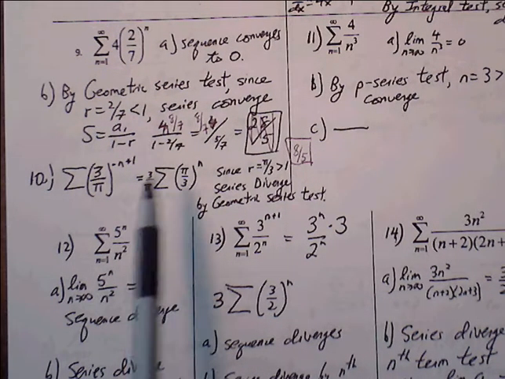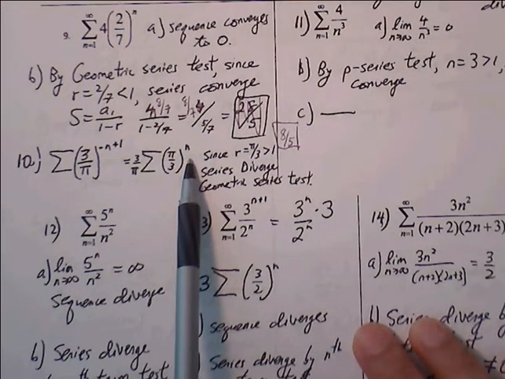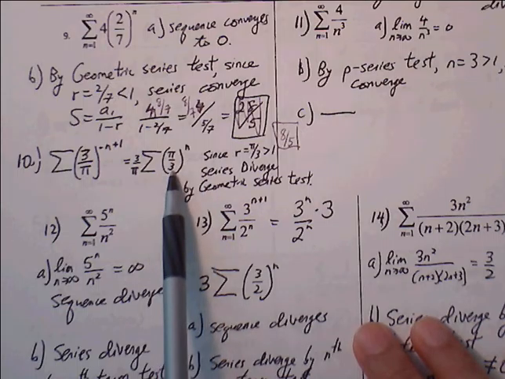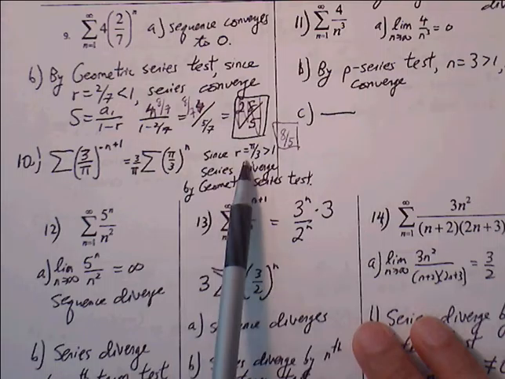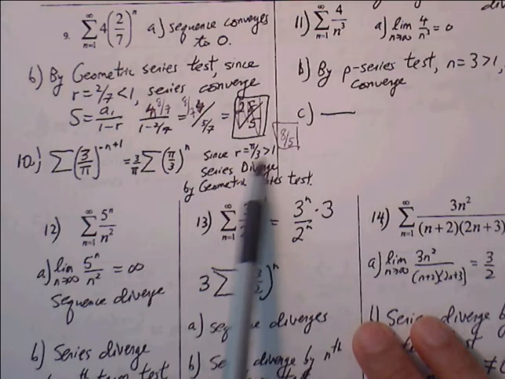If I do pi over 3, I can see that this is in the form of a geometric series. Pi is greater than 3, so we know that the ratio is greater than 1. So because the ratio is greater than 1, the series will diverge by the geometric series test.